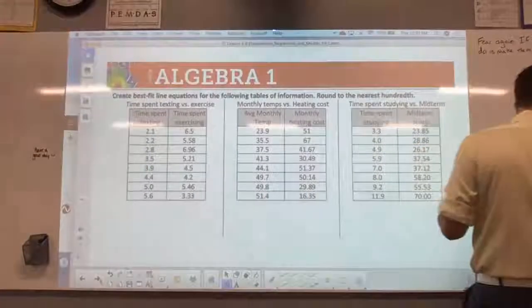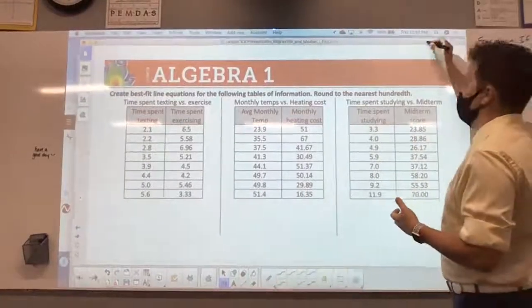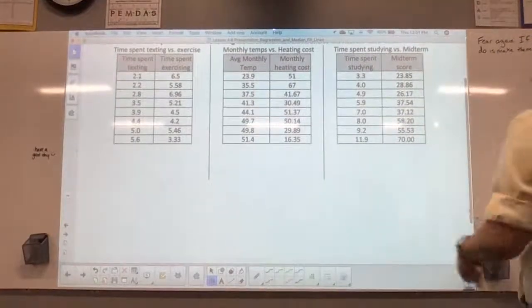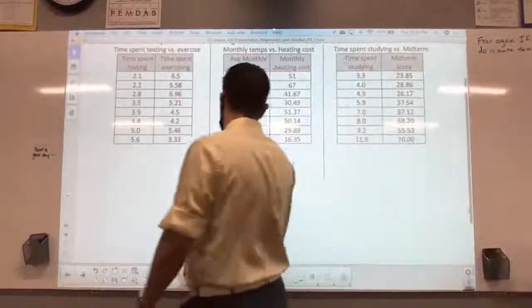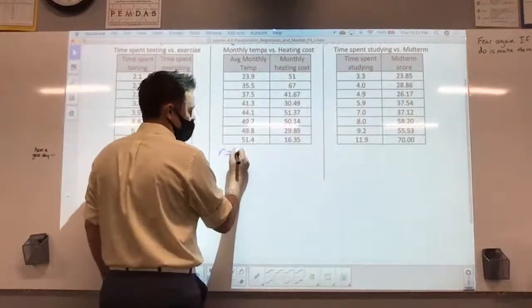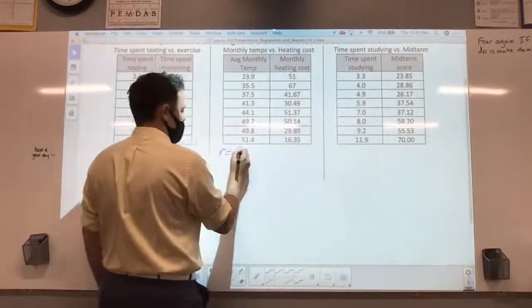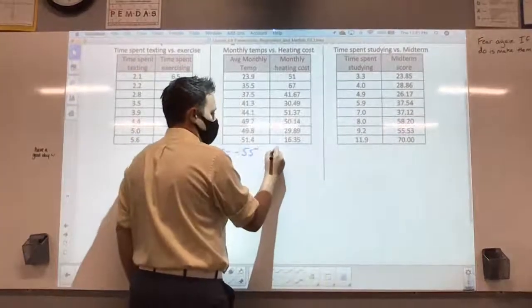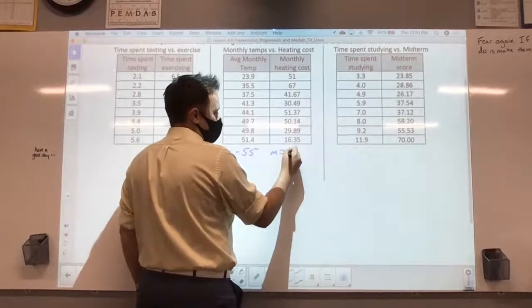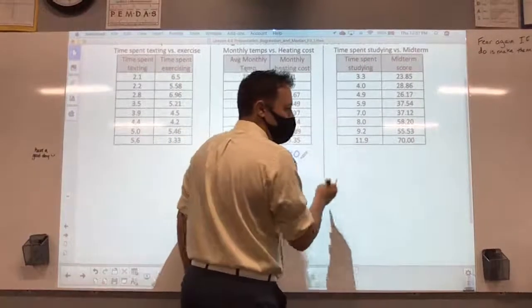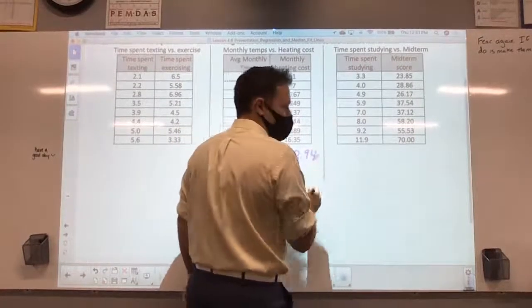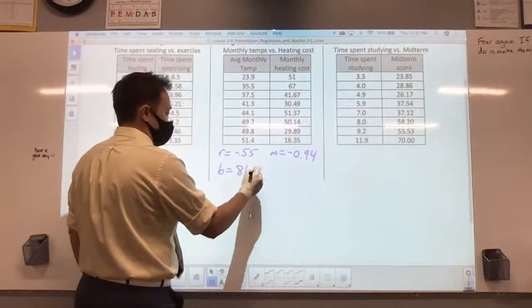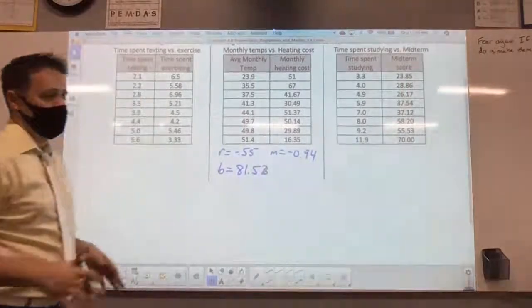Here's the big thing: for the first time on these ones, the only thing we're doing with Desmos is this side of it. The other side you wouldn't. So go home later and try to see if you can duplicate this and come up with negative 0.55 for your R. See if you can come up with your slope as negative 0.94. Then see if you can come up with your B value of 81.53. If you can come up with those things, great.